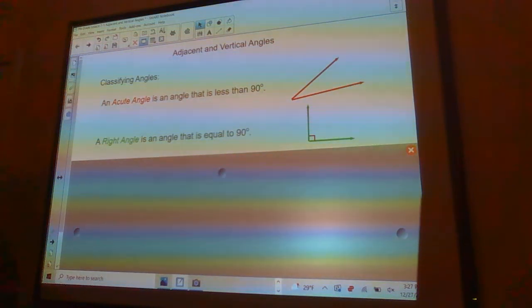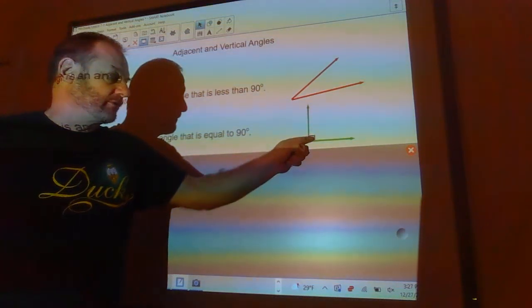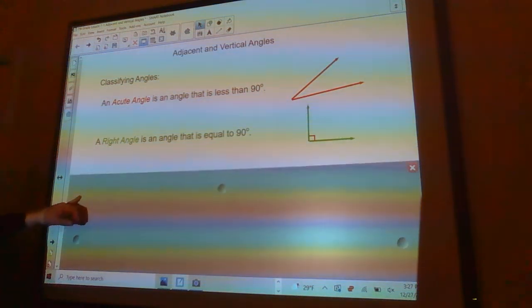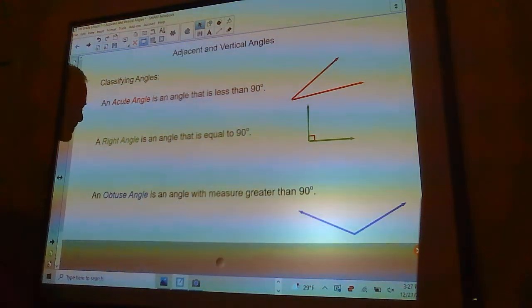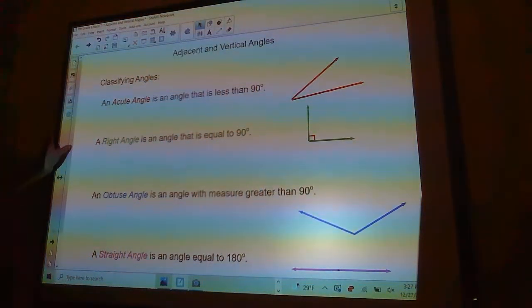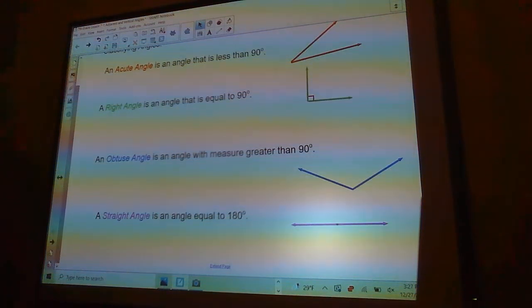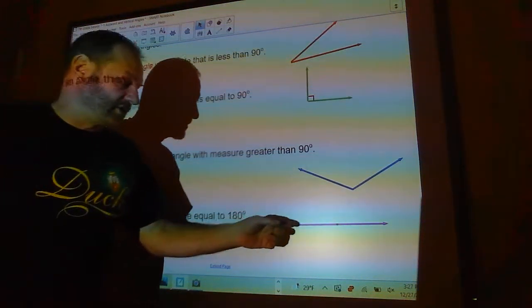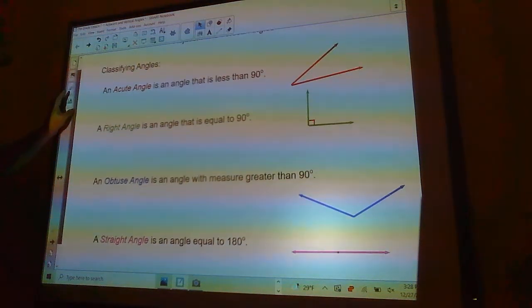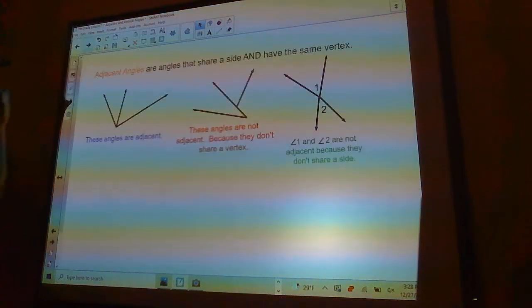A right angle is an angle that is exactly equal to 90 degrees, and you'll see a little square corner in here. That indicates that it's a 90-degree angle. An obtuse angle is an angle with a measure that is greater than 90 degrees. So anything bigger than 90 up to 180 degrees. And then a straight angle is an angle that's exactly equal to 180 degrees, and basically that's just a straight line. Okay, so there's your 4 classifications of angles by their measure.